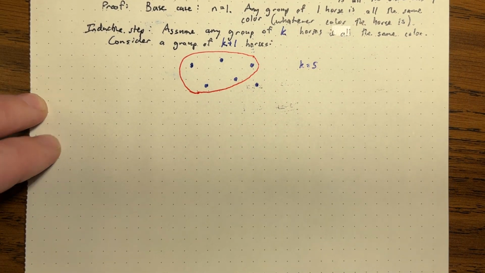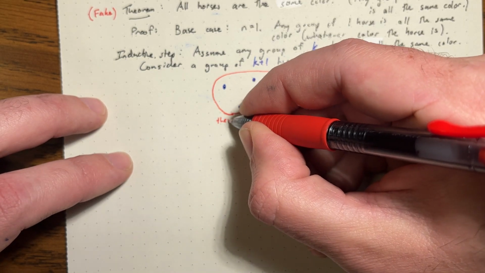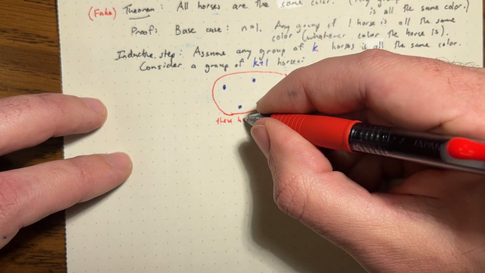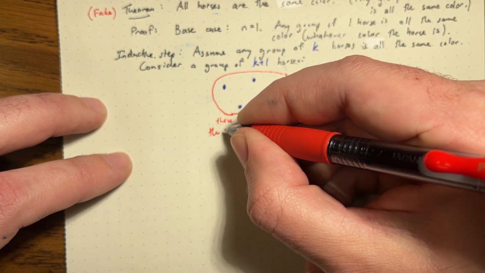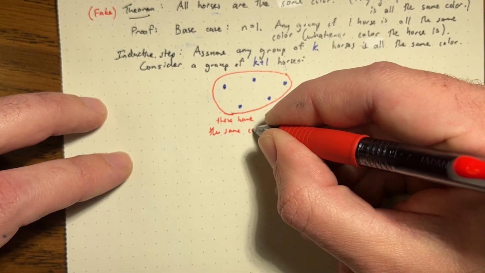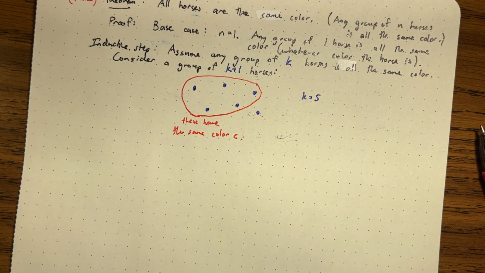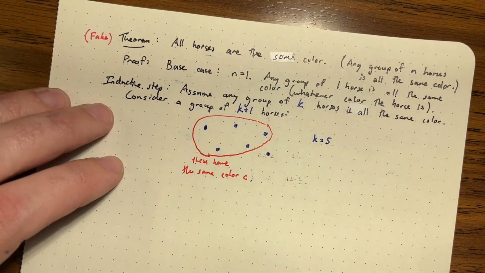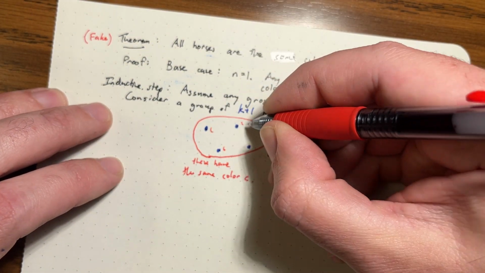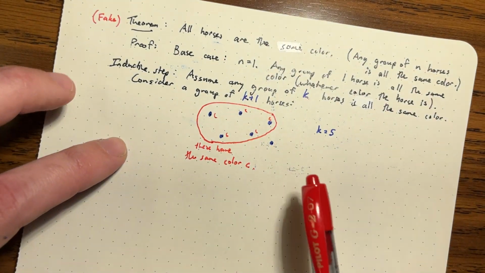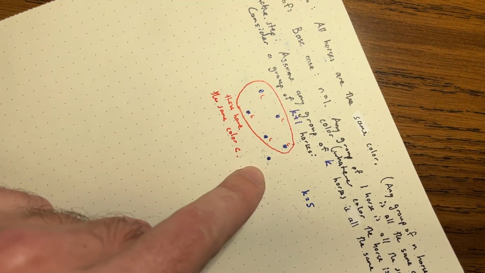What do we know about these? These all have the same color by our inductive hypothesis. And I'm actually going to call that color something. Let's call it C. Okay? So each of these has color C. C, C, C, C, C. I don't know what the color of this other one is.